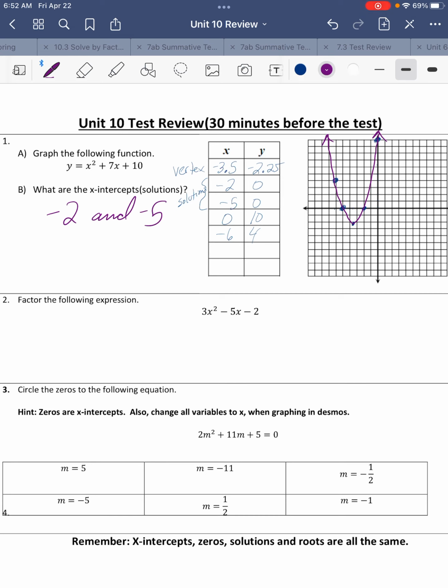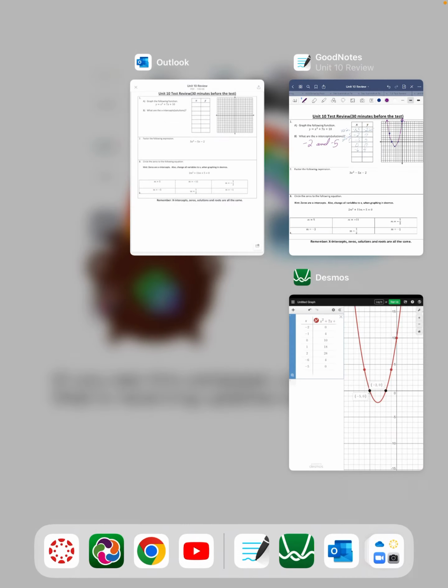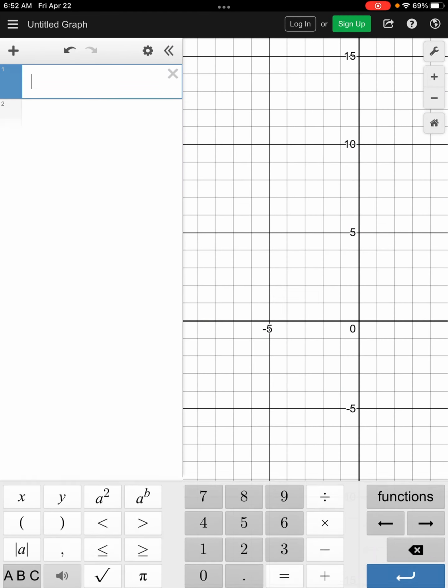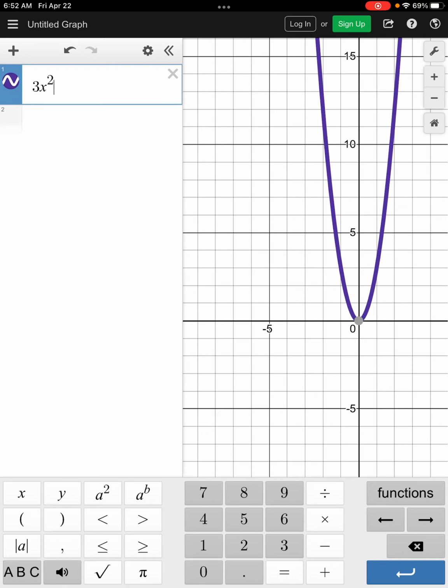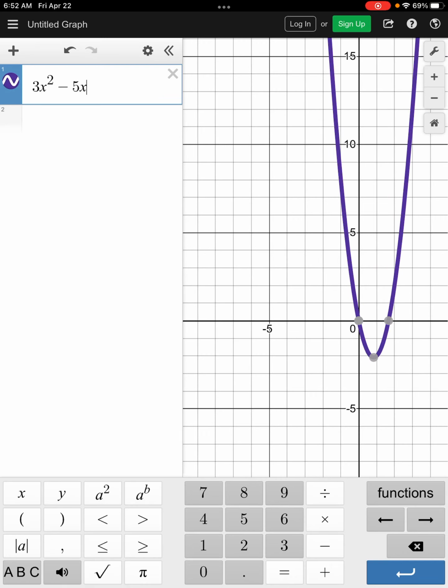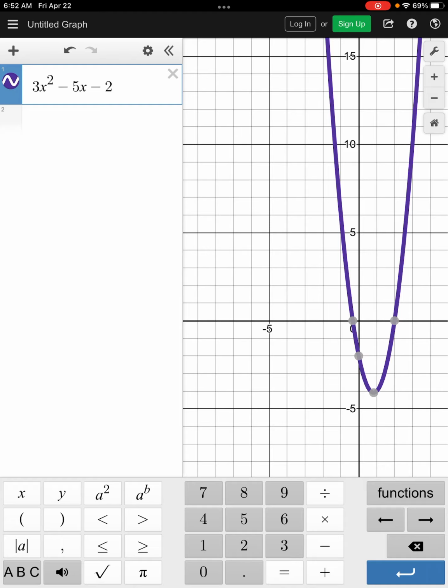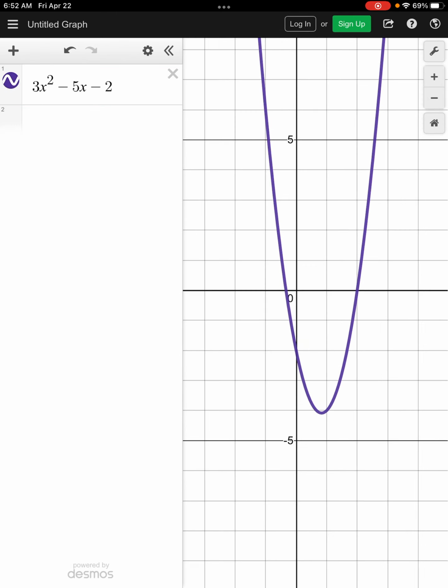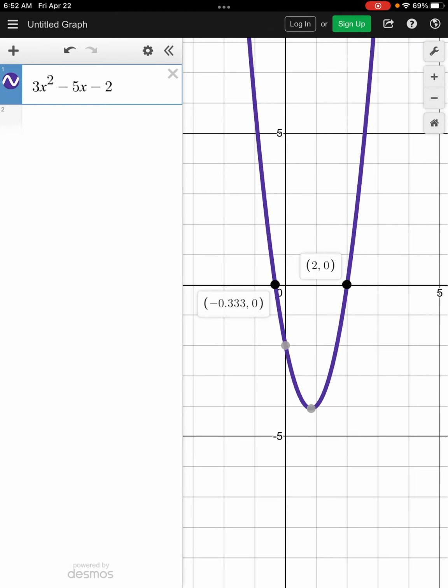All right, let's take a look at factor the following expression. So we have, there already is x's, so 3x squared minus 5x minus 2. Let's take a look at what the x-intercepts are. It's crossing the x-axis. Remember, that's always where the y equals 0. So we're at negative 0.3 repeating.